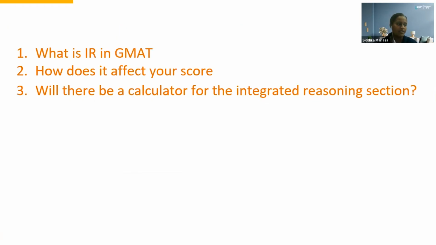Now, what basically is IR? First thing is that it's not computer adaptive like the quantitative reasoning section or the verbal reasoning section. It does not actually count towards your 800 score. It's just a separate score, like the AWA score you see coming right at the end of your exam.